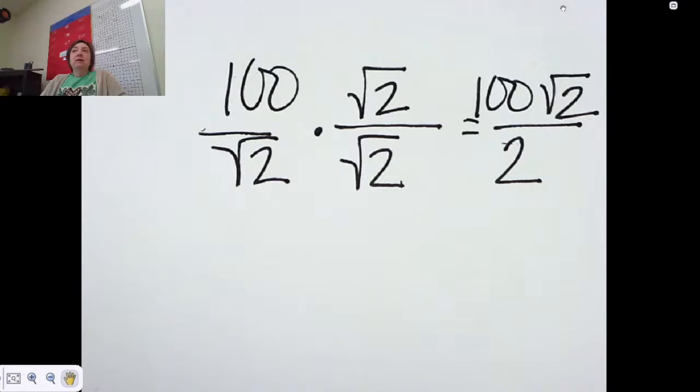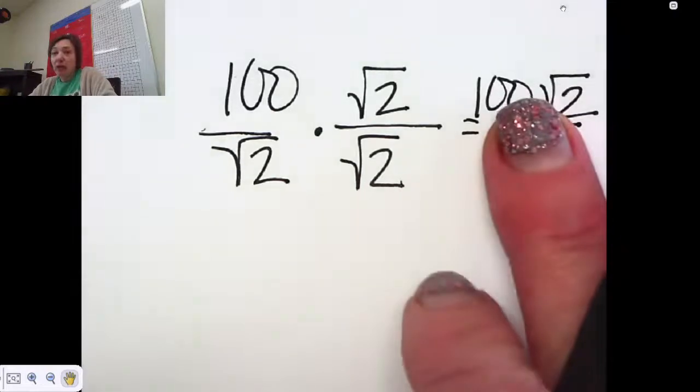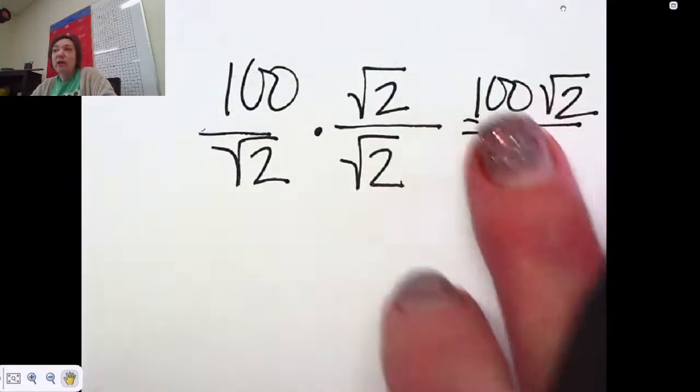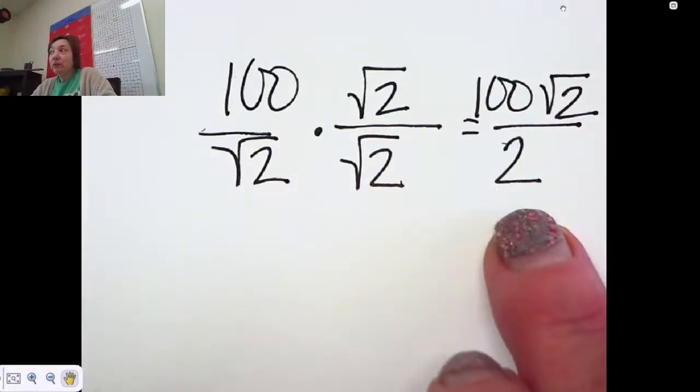Now, we're going to add a little extra to it. Earlier, we had 17 square roots of 2 over 2. Nothing else we can do with that. But here, we have 100. 100 is divisible by 2. Right?